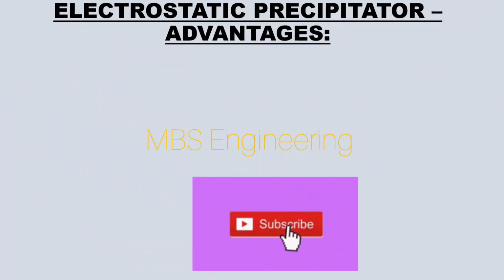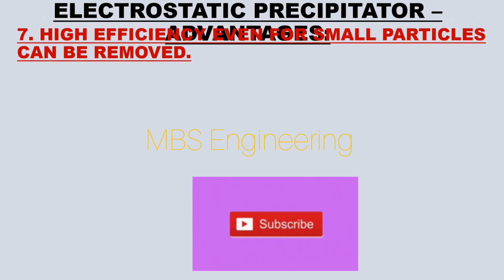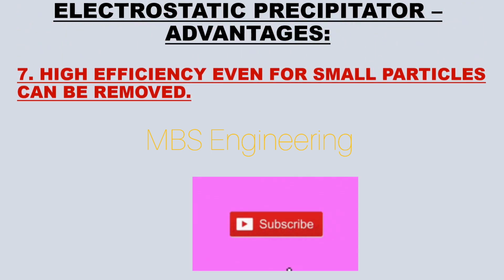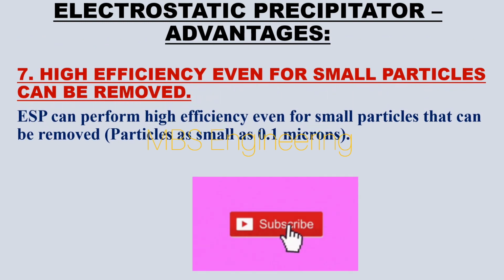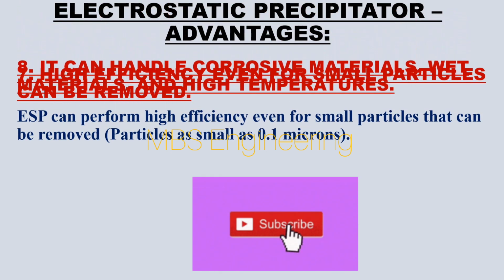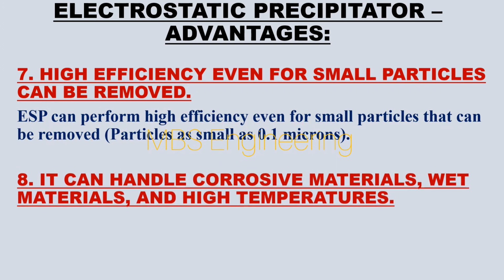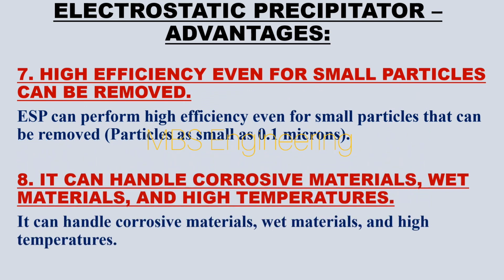Next, we are going to understand the advantages of the electrostatic precipitator, ESP. We will discuss in the detailed description given below. Point number 7. High efficiency even for small particles can be removed. ESP performs with high efficiency even for small particles that can be removed, particles as small as 0.1 microns. Next, point number 8. It can handle corrosive materials, wet materials, and high temperatures. ESP can handle corrosive materials, wet materials, and high temperatures.